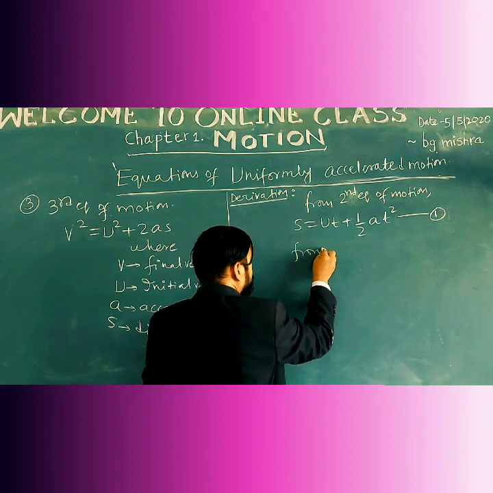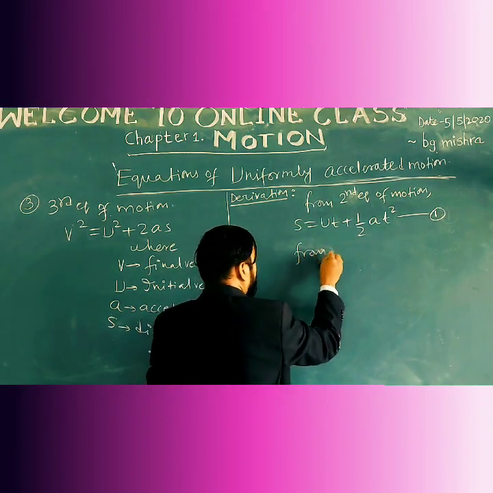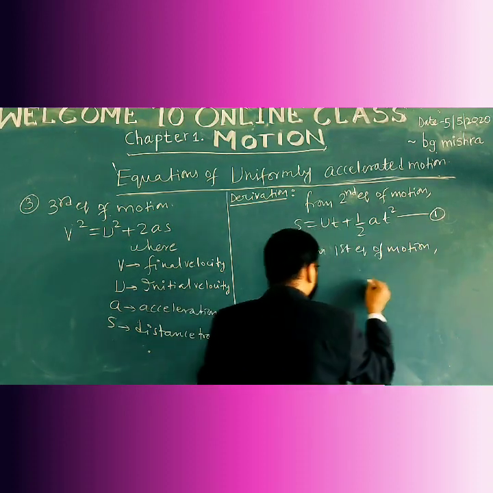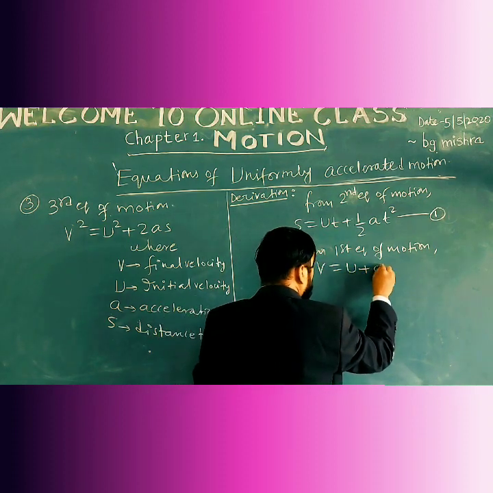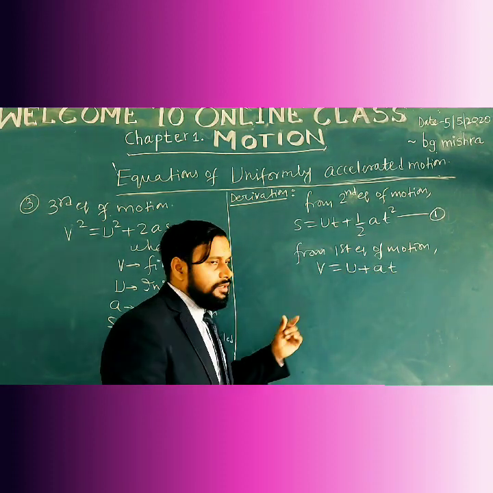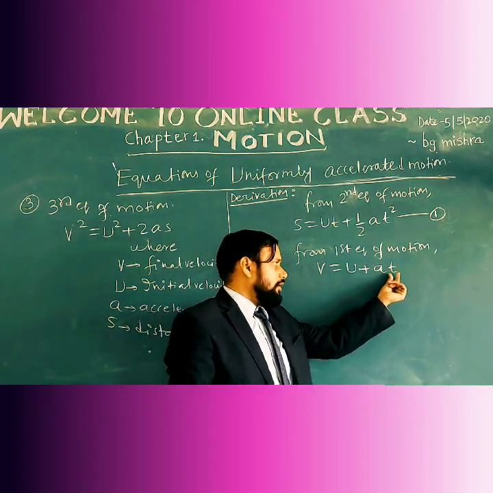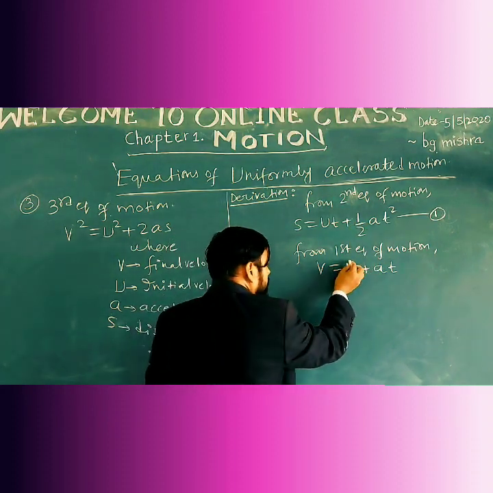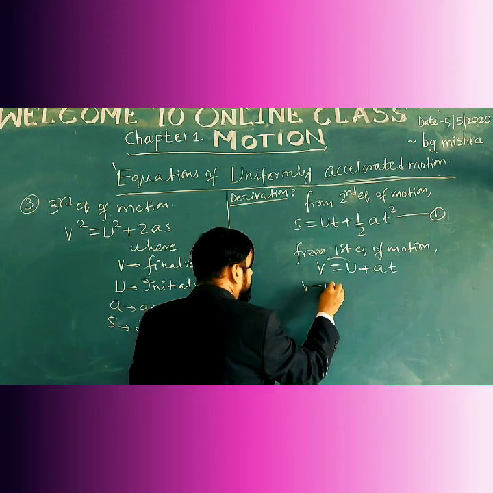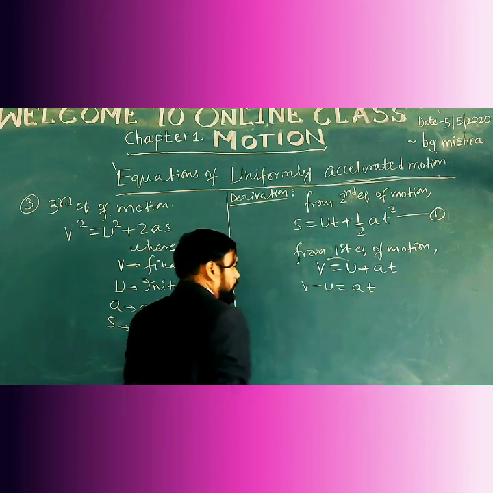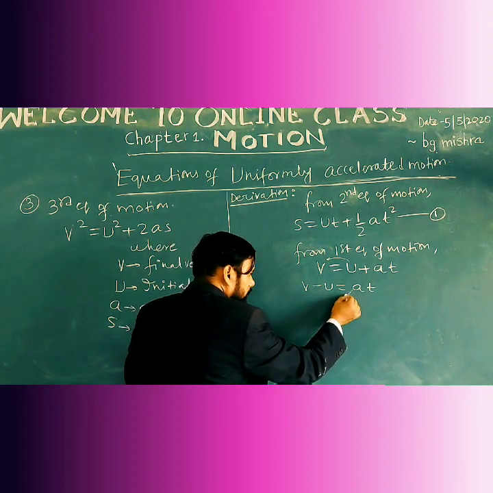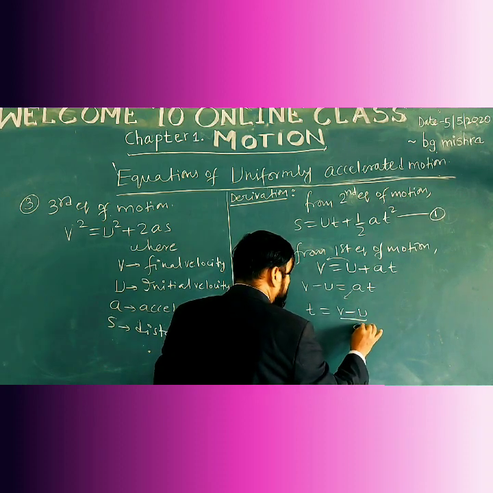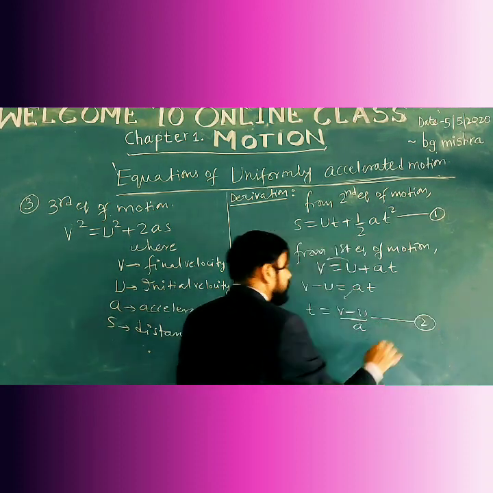So from first equation of motion, that is V equals U plus AT. Now see, we have to put the value of T in this equation. So for that, move this here, V minus U equals AT. So we want the value of T. So this T will come here, A will come here, T equals V minus U upon A. So now this is equation number 2.